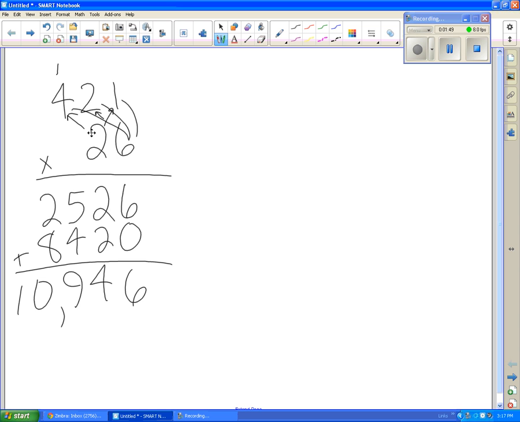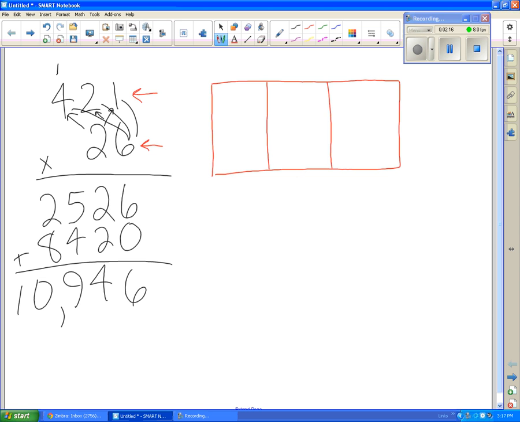And the way this is going to work, let's use the same two numbers we used, 421 times 26. So I have a 3-digit number and a 2-digit number. So I'm going to begin by drawing what they call a lattice. I call it an array. Since the number I'm multiplying is a 3-digit number, I want it to be 3 columns across, and then by a 2-digit number, so it's going to have 2 rows.